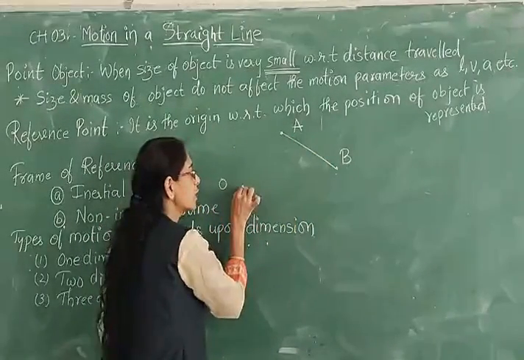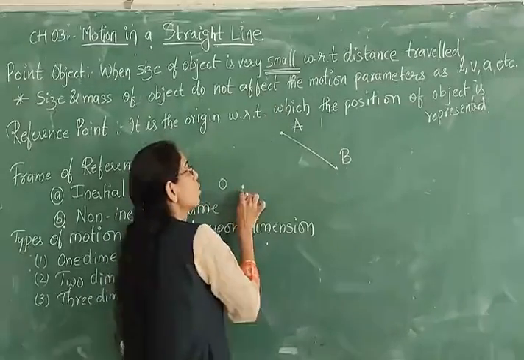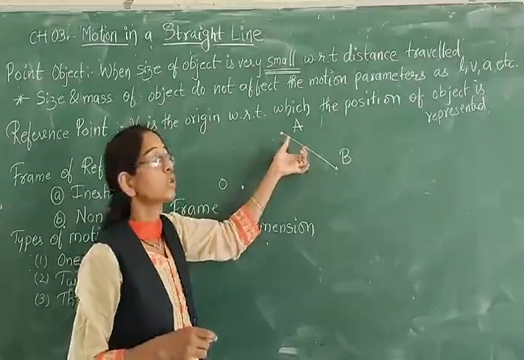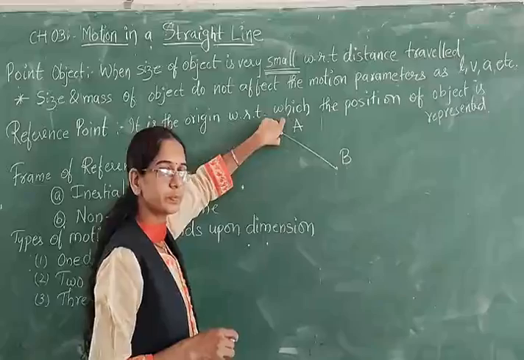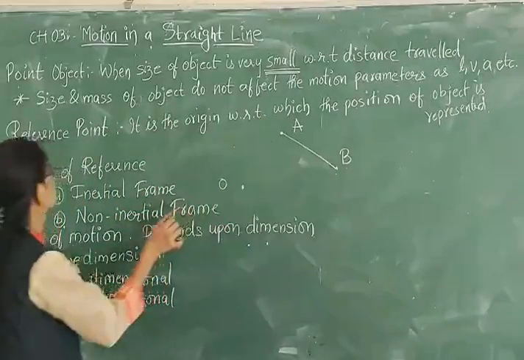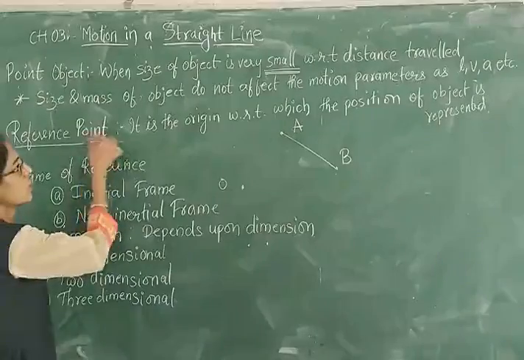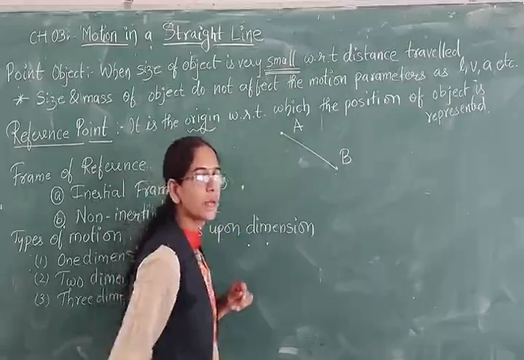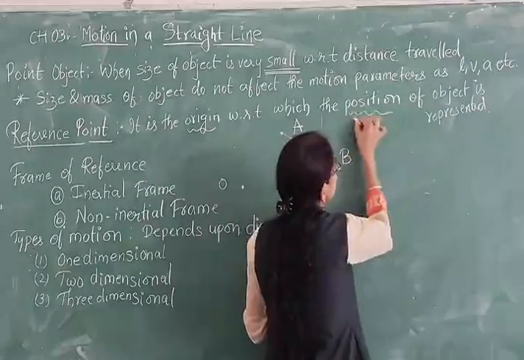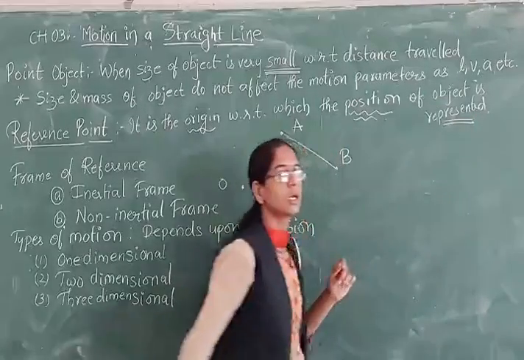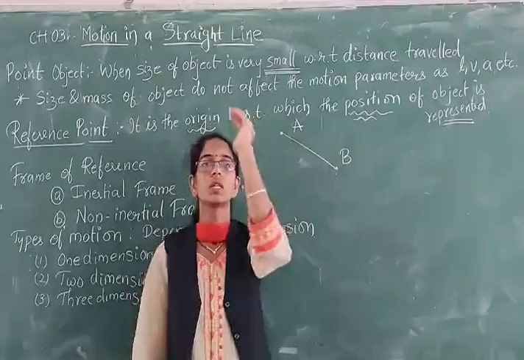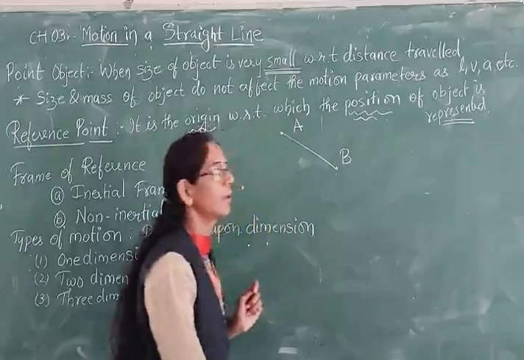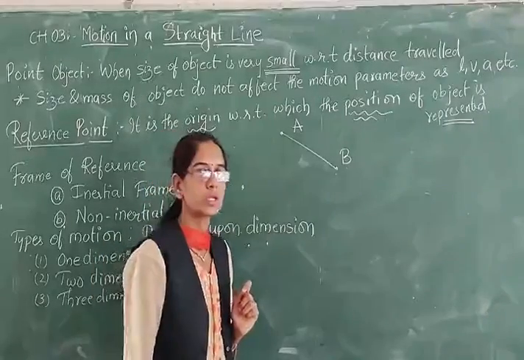Therefore, this reference point is also known as the origin. That origin is termed as the reference point. So it has been defined in this manner: it is the origin with respect to which the position of the object is represented. Whether it is lying along this direction or along that direction of the reference point, depending upon that, we are defining this term, reference point.